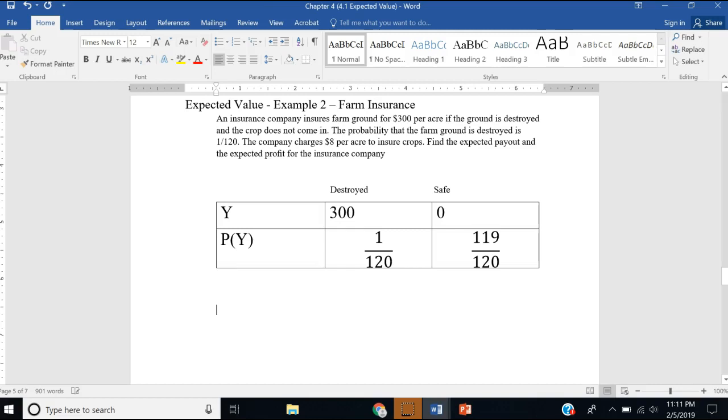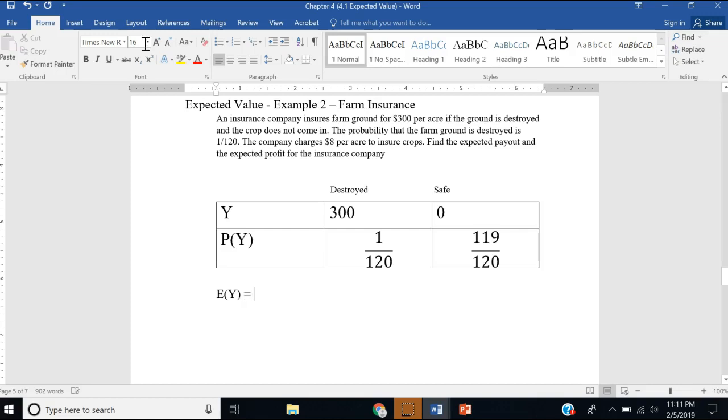So now we can deal with calculating the expected value. And when I say expected value, I'm talking about the expected payout. So we're talking about E sub y in notation, E of y.